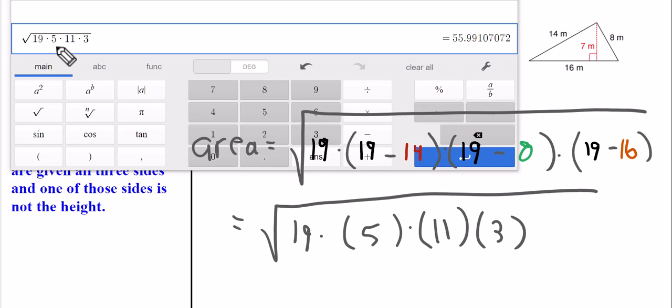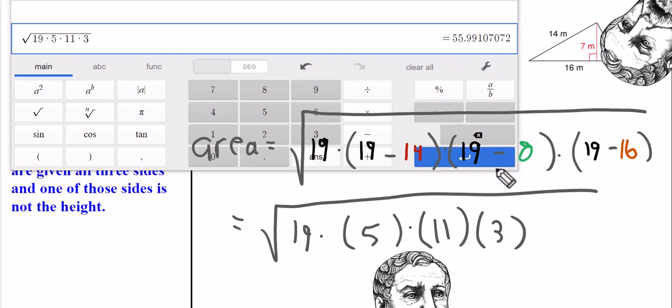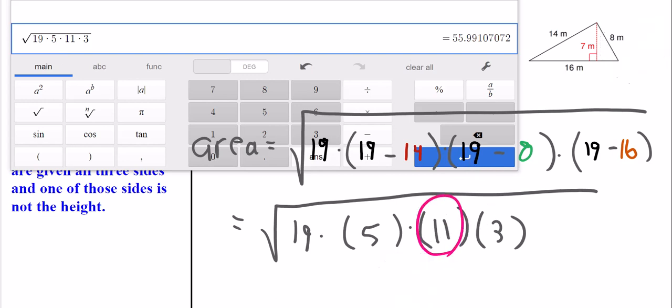And sorry, typo. Somehow, for some reason, I forgot that 1, right? 11, not 1. So make sure you fix that. 19 minus 8 is 11. Typing this in, I get this.